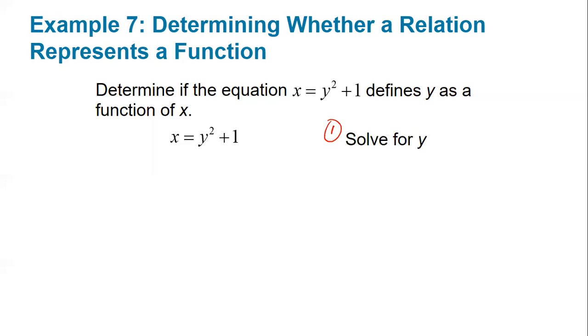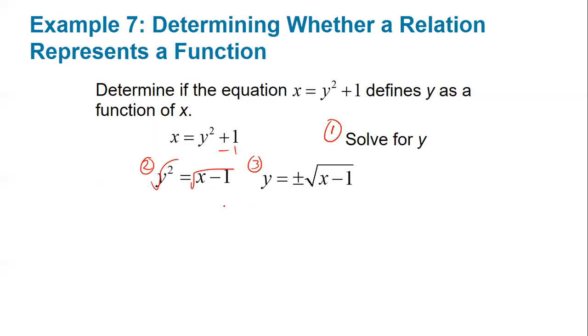What do I need to do to solve for y? I'm going to subtract 1. And then I'm going to take the square root of both sides. So the second thing I did was subtract 1. The third thing I'm going to do is take the square root. And what I do to one side, I do to the other.